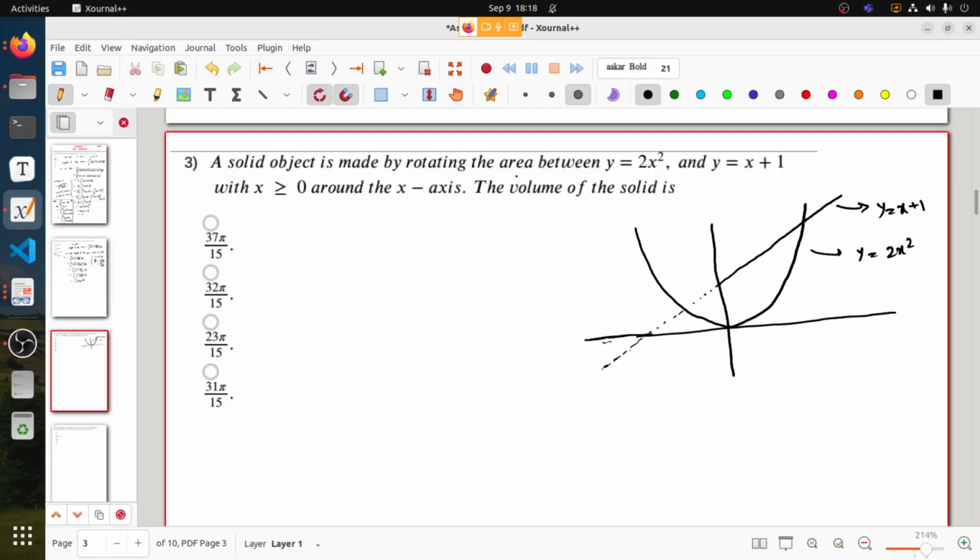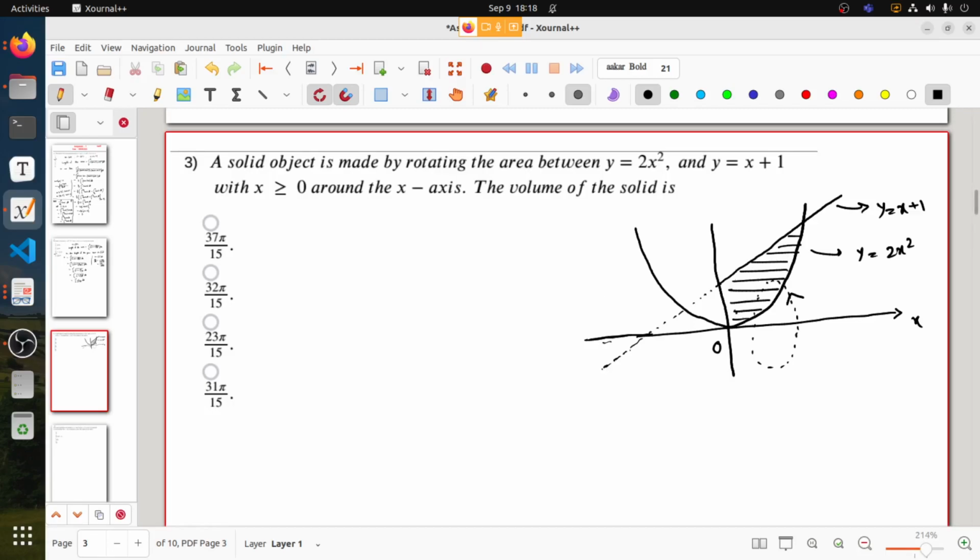So a solid object is made by rotating the area between these two, with x greater than or equal to 0. This is the 0 and this is the x axis. So you have to take only the positive part, this part you have to take, right. So you have to find the volume which will generate. If you rotate this with respect to the x axis, you will get a volume, right. So you have to find the volume of this solid.